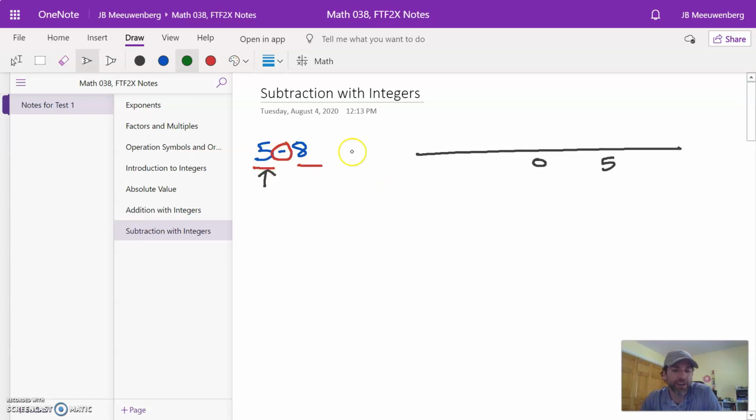If I'm starting at 5 and subtracting 8, from 5 I go back to 0. I need to go 8, so I need to go further than past 0. This is taking away 5. To get to 8, I'd have to take away 3 more. We're subtracting, so we're going to the left. 5 and 3 gets us back to 0, and then we end up at negative 3.